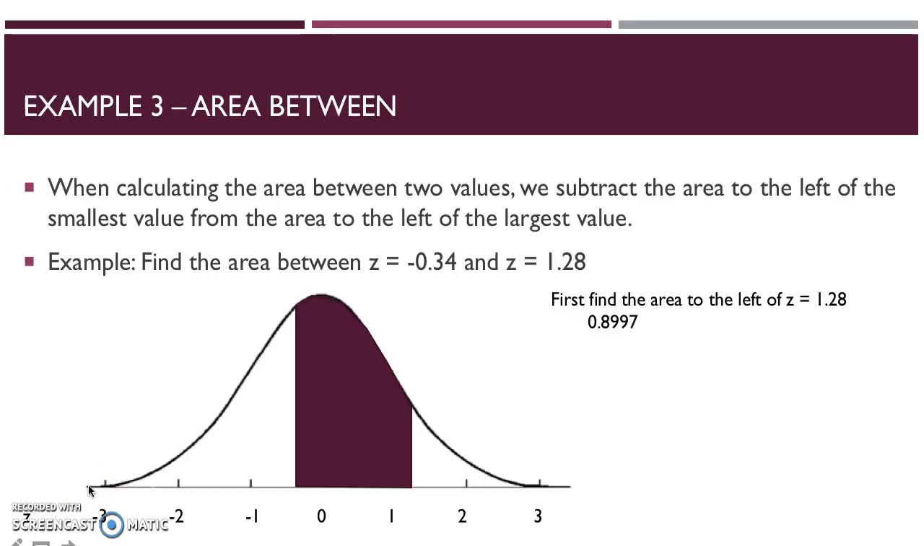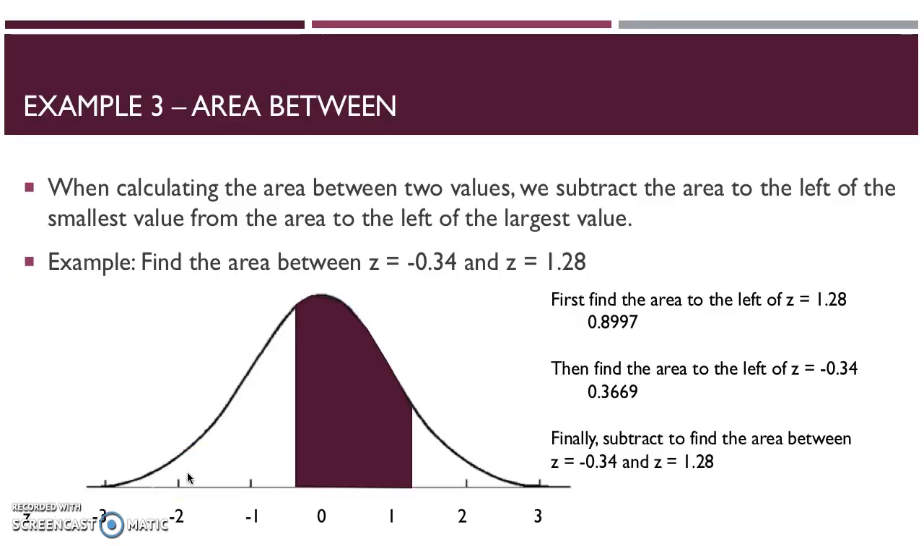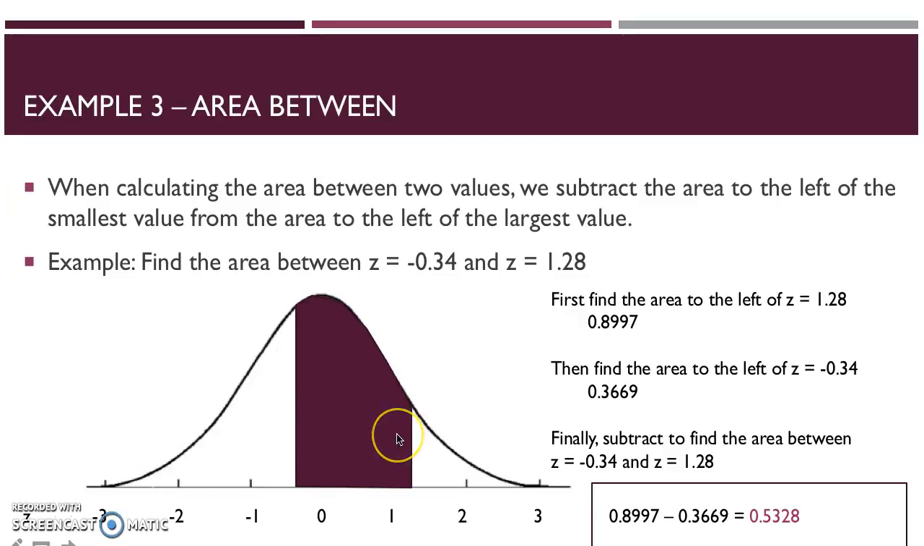That area is 0.8997. Next, I want to find the area of the white space so that I can subtract it out. So the area to the left of negative 0.34 is 0.3669. If I subtract those two areas, it'll give me the purple space, the area under the curve in the purple space, which is 0.5328.